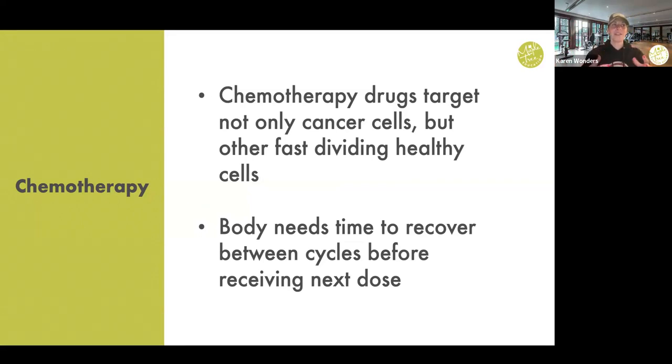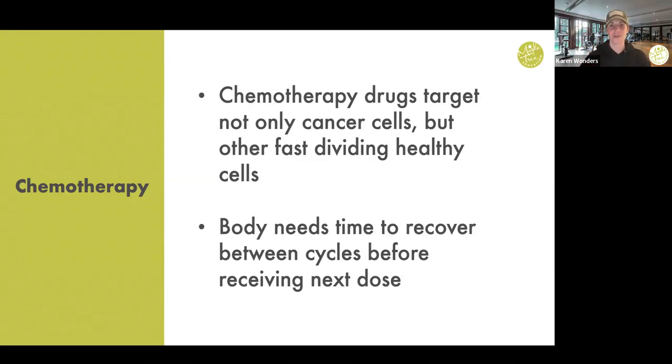And so what happens is you see healthy cells that rapidly divide getting killed by the chemotherapy. And that's why your hair falls out. That's why you have skin problems. That's why you experience fatigue. That's why chemotherapy is given in cycles, because the body needs time to rest in between cycles and recover before receiving the next dose.